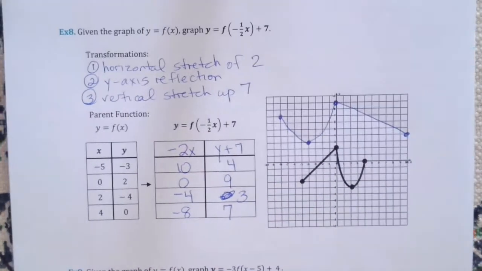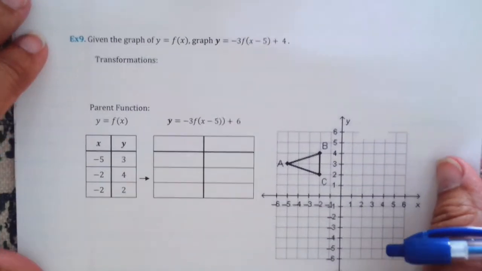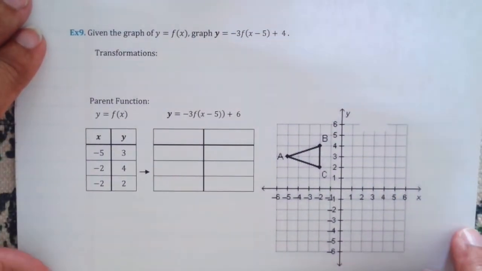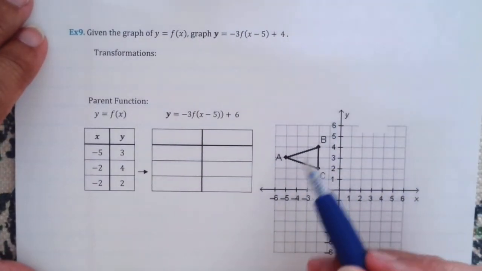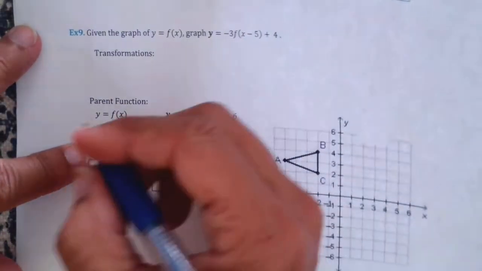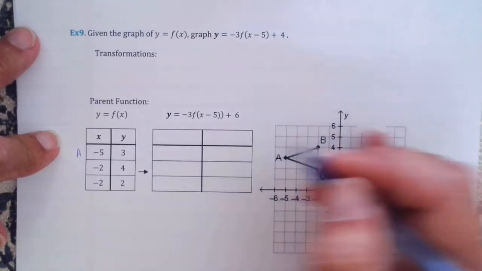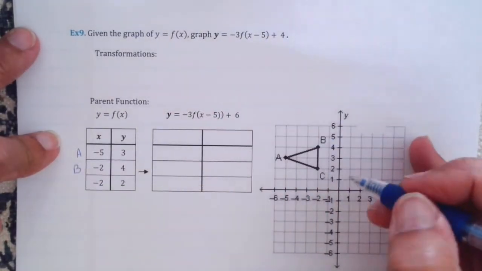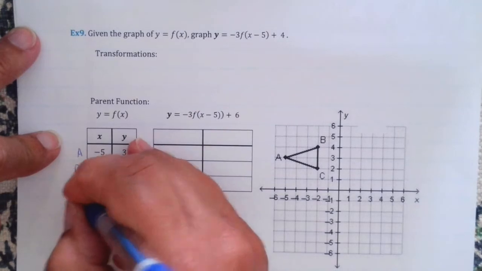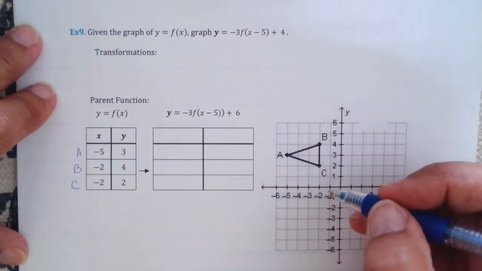All right, so hopefully you're getting the hang of these. You need to know how to do them without the calculator. All right, now we have a new parent function. It's this triangle, okay? So negative 5, 3 is point A. Negative 2, 4 is point B. And negative 2, 2 is point C, okay? So just keep those in mind when you draw your triangle.